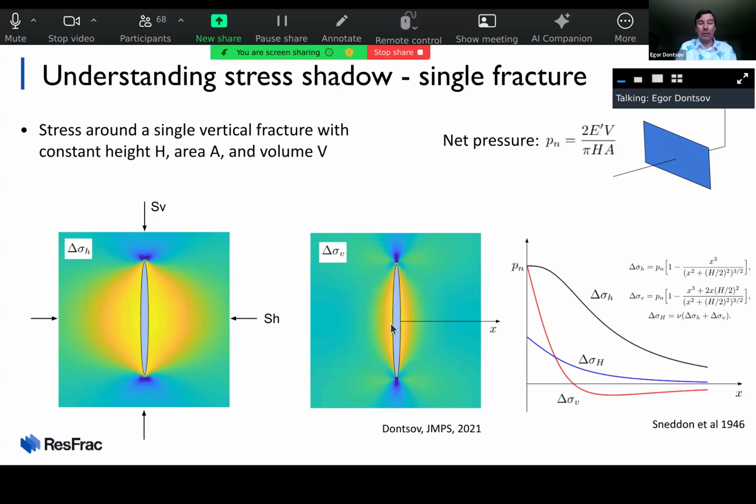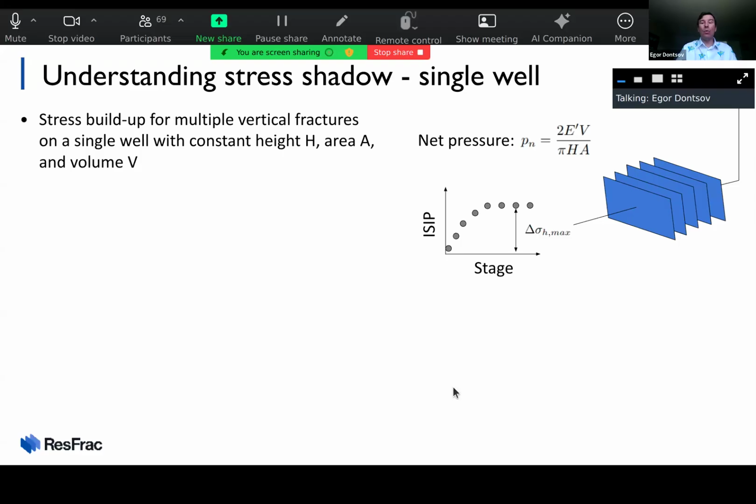If you plot them along the x-axis perpendicular, along the well, you see SH min stress decays with distance. SV is positive and then negative, and then SH max is like this, basically just due to the Poisson effect: you take SH min plus SV and multiply by the Poisson ratio. These are analytical expressions. But now, what if you start putting all these fractures closely spaced, right?